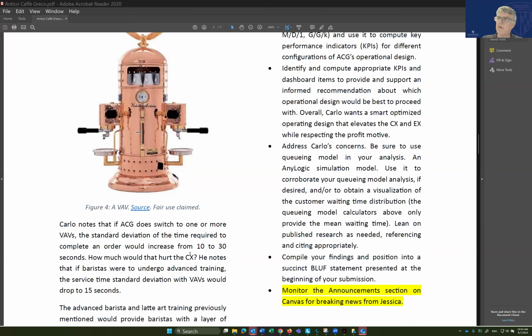If they're untrained, baristas on the valves would have a 30-second standard deviation, but if they do get the advanced training, then that improves to 15 seconds. So 10 for the clover, whether they're trained or not, 30 for an untrained barista on the valve, 15 seconds standard deviation if they're trained on the valve. Okay, this is a picture of a valve.